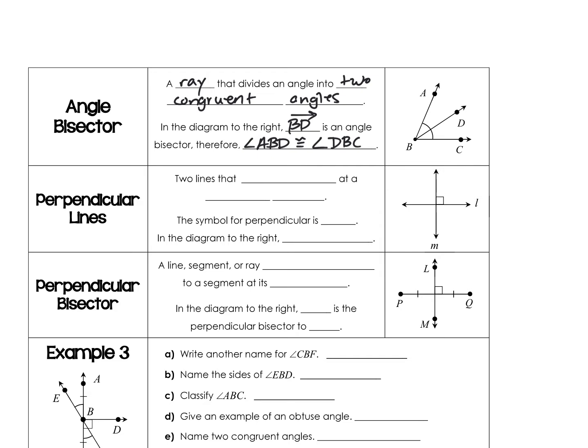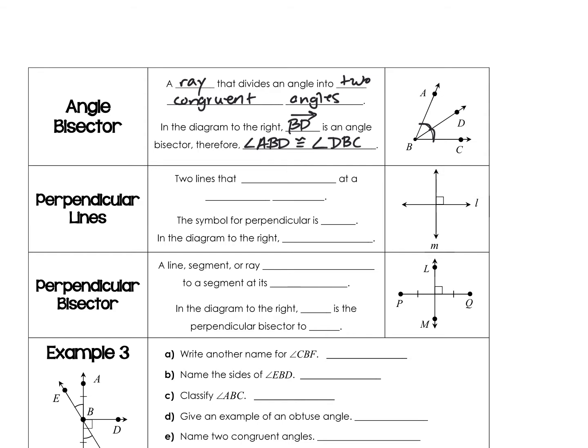And here I want to point something out. You see the little arc in the angles here. That shows that they're congruent. Okay? If you see those little markings in the angles, that means they're congruent in a diagram.